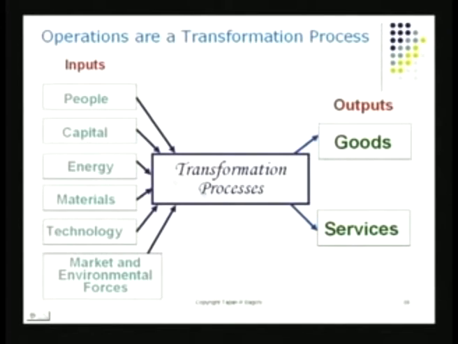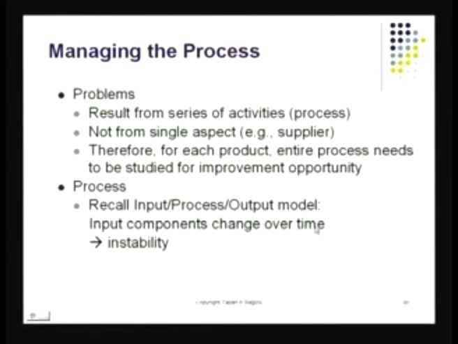If you look at the transformation process, we have all these as inputs: people, capital, energy, materials, and so forth. And the outputs are going to be goods or services. That's all I really can sell in the marketplace. It is the transformation process that I have to manage. And to be able to do that, I have to really have a process focus. This is something I have to do.